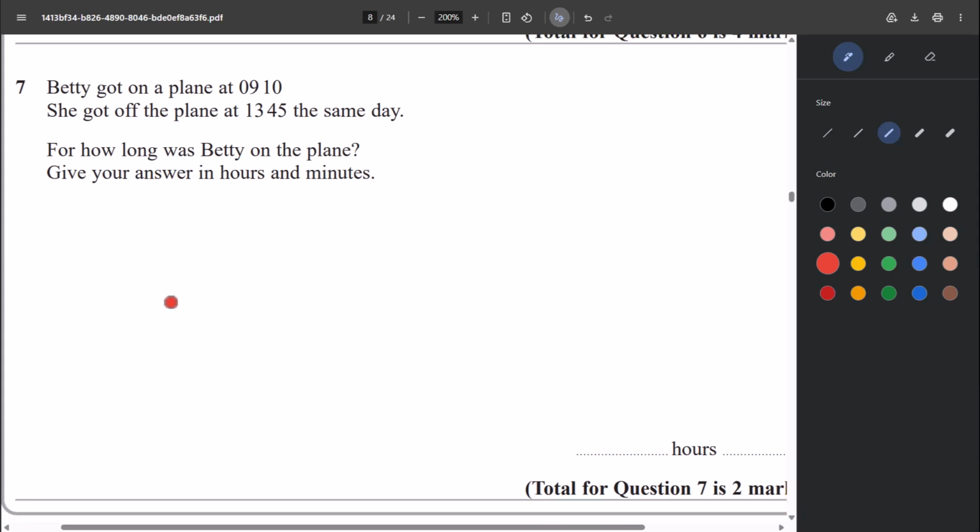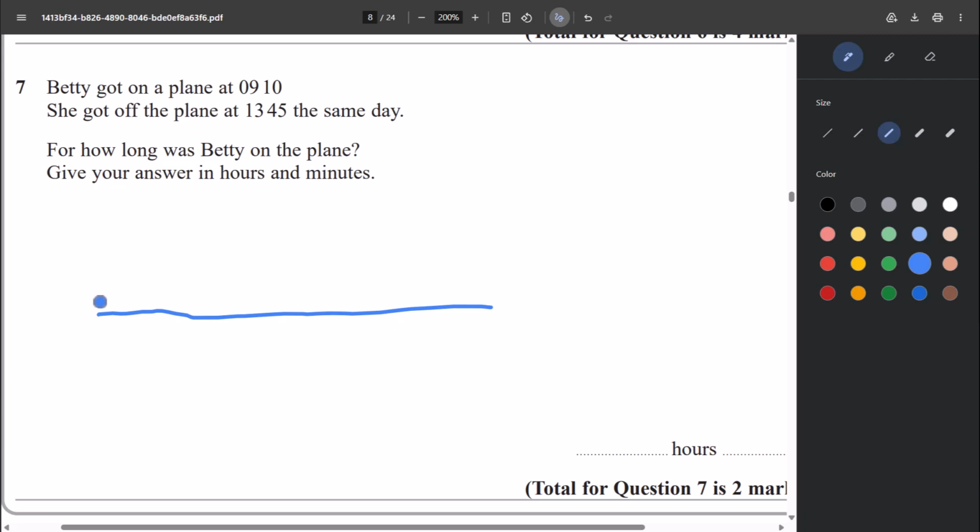Betty got on the plane at 9:10. The times here I can see are in 24-hour clock, so just be very noteworthy of those timings. Now, she got off the plane at 13:45 the same day. For how long was Betty on the plane? And give your answer in hours and minutes. Now, I'm going to use a timeline, because the timeline is going to give me a good idea what to expect.